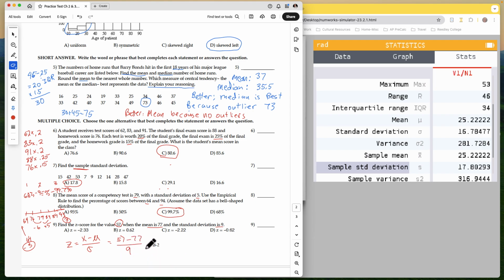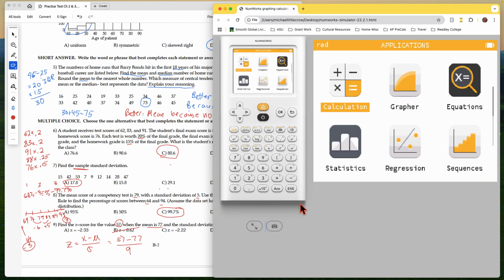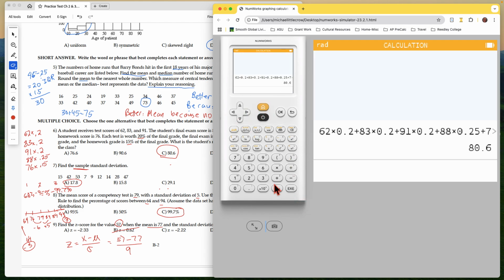Now you see right away you're going to get a negative number, right? Because you're below the mean. So you could say, well, B can't be correct, and so it has to be negative. And now we do the calculation, and we can just do that with our regular calculator.